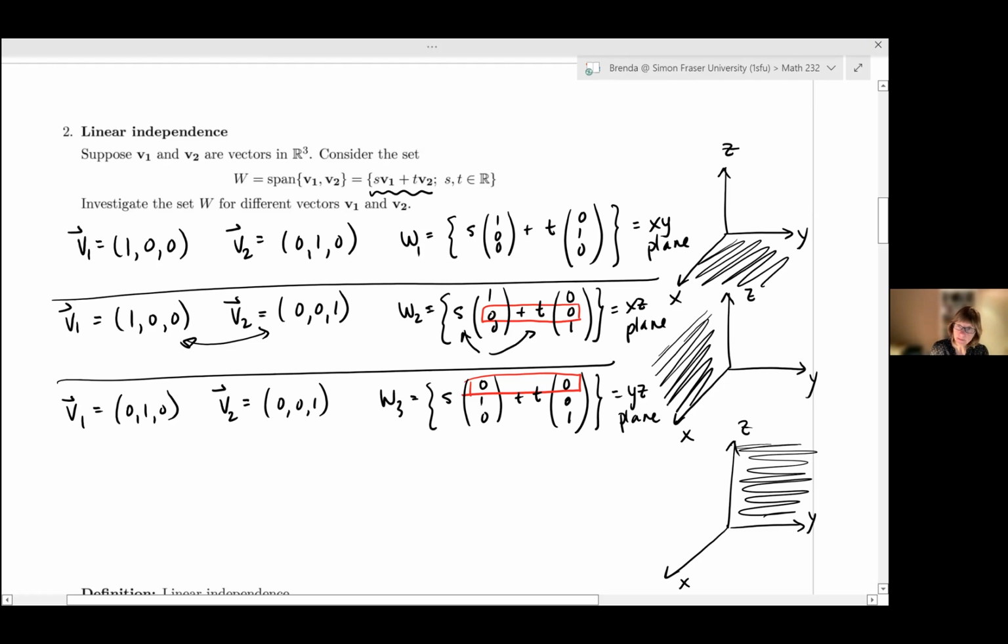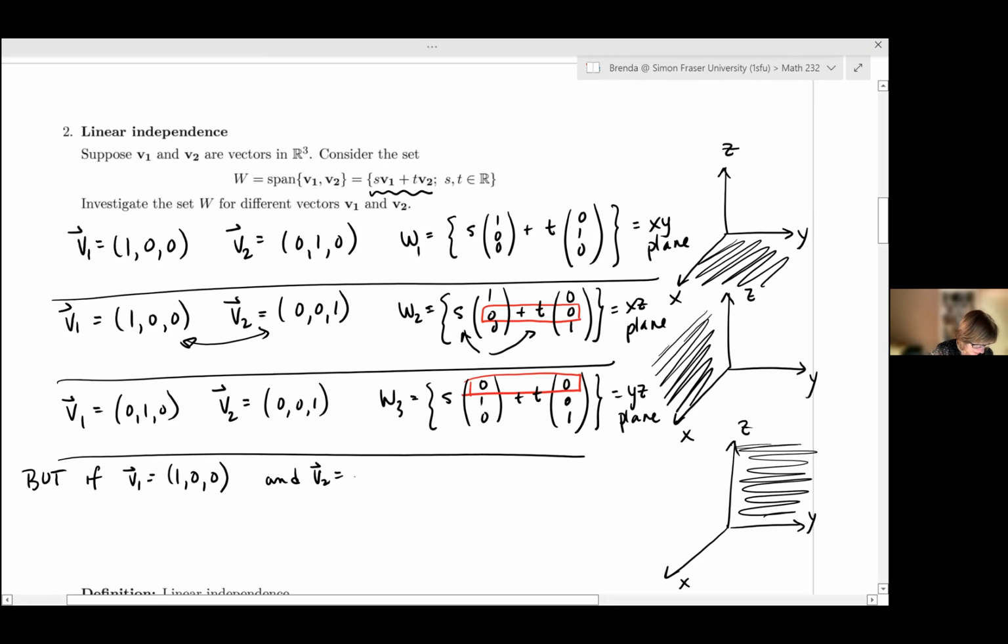Okay, now let us be careful to note this, but imagine this possibility, V1 being 1, 0, 0, and V2 being 2, 0, 0. Okay. So the first thing to notice in this example then is, look, V2 is just 2 times V1.